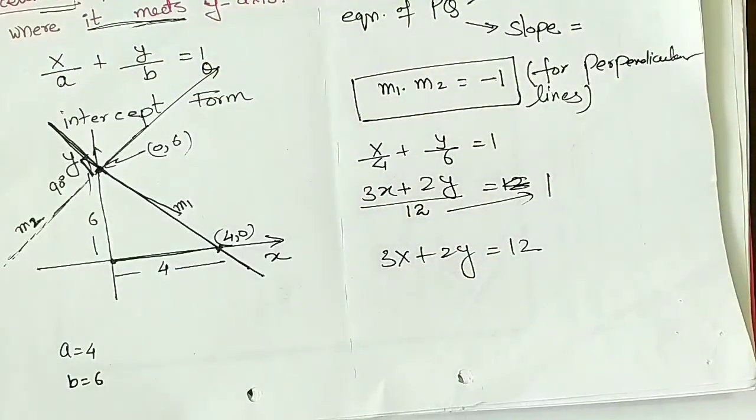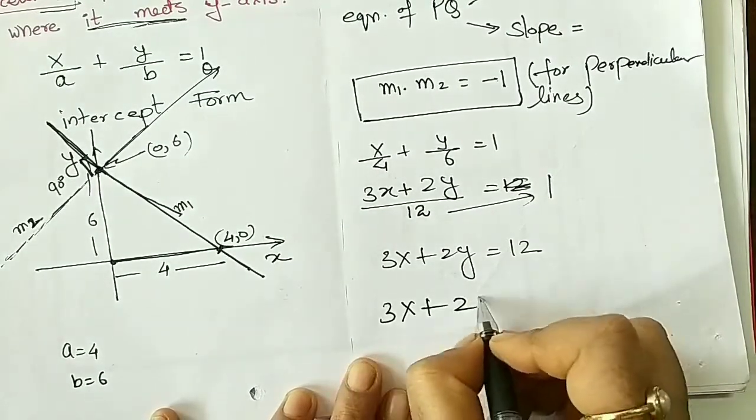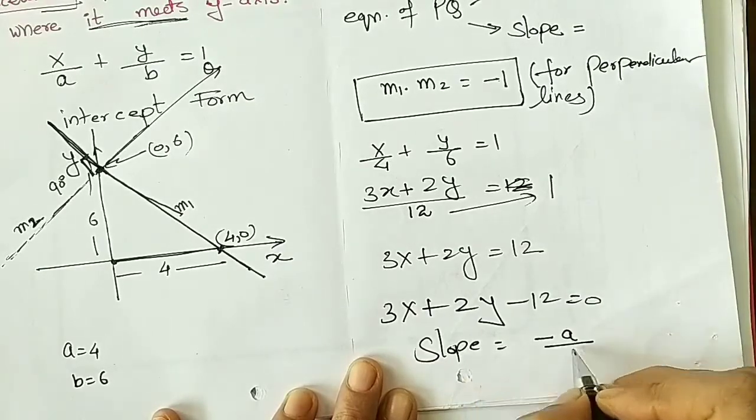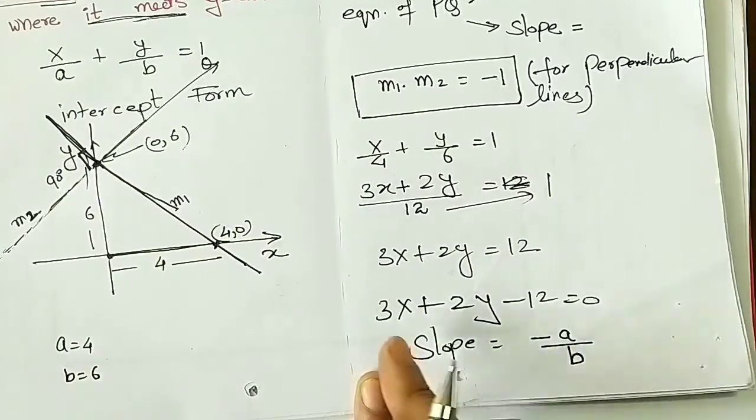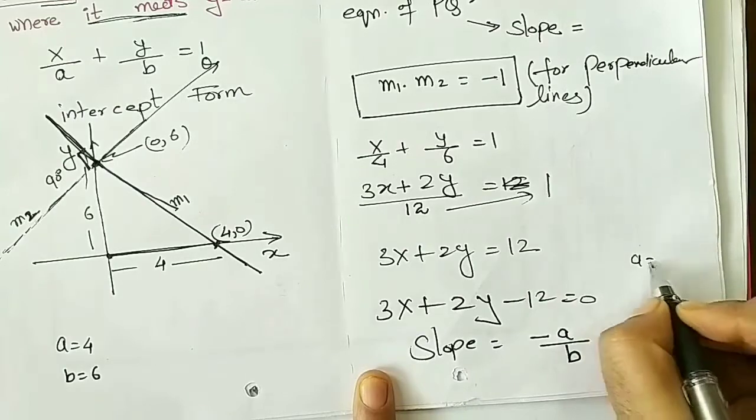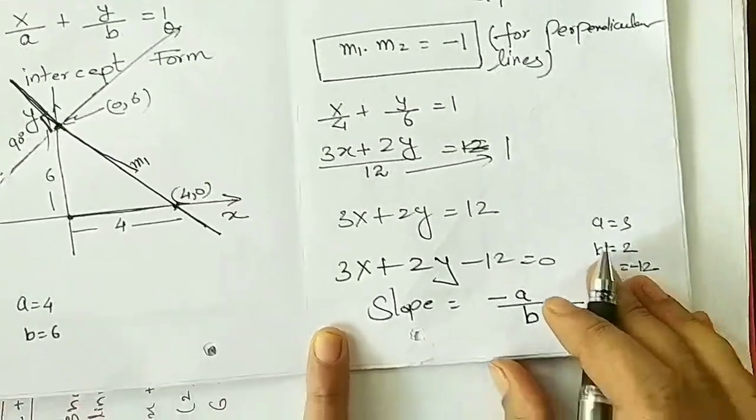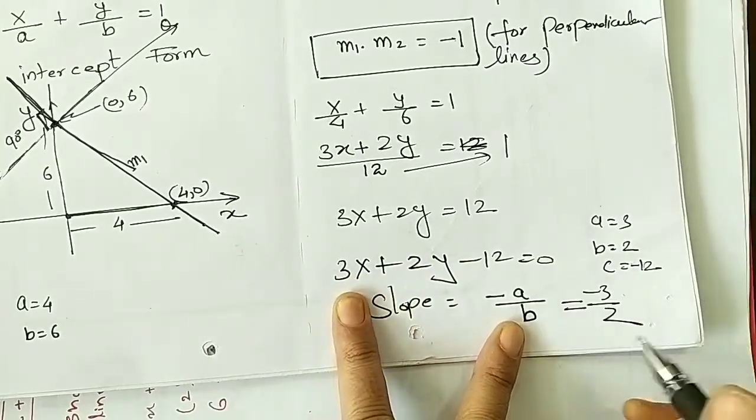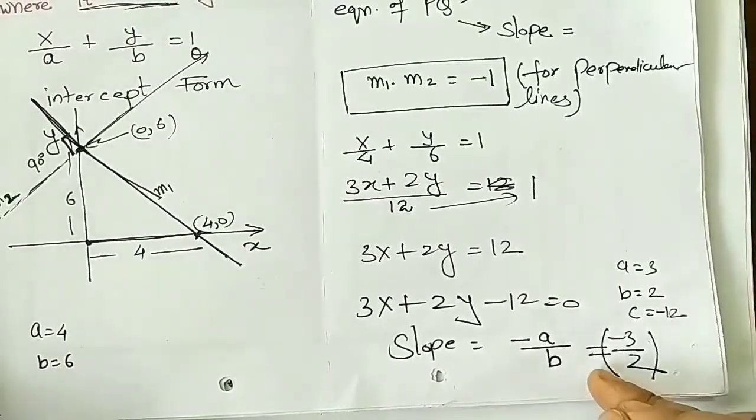Now to find out the slope, there are two methods. One method is that slope is equal to minus a by b. Understood? This is a, this is b, this is c. So my a is 3, b is 2 and c is minus 12. So the slope is given by minus a by b, so it will be minus 3 by 2. This is the slope.